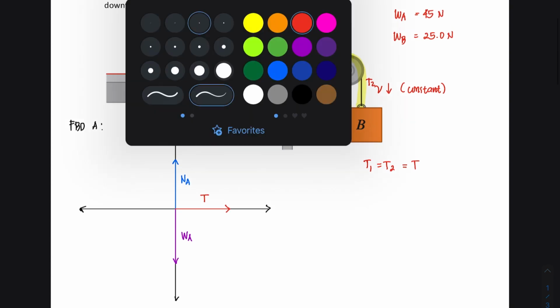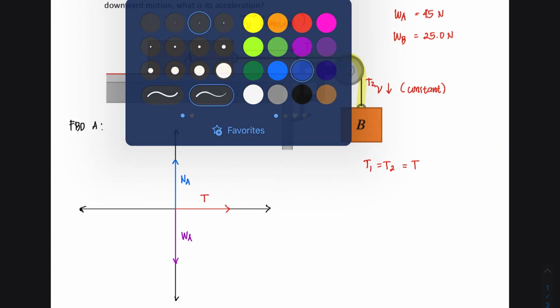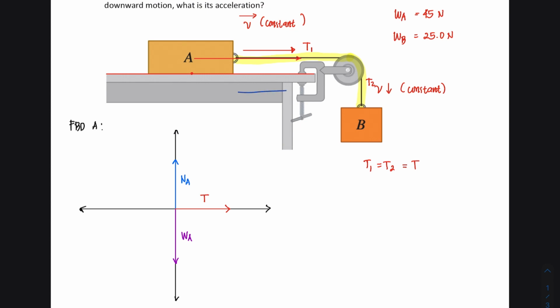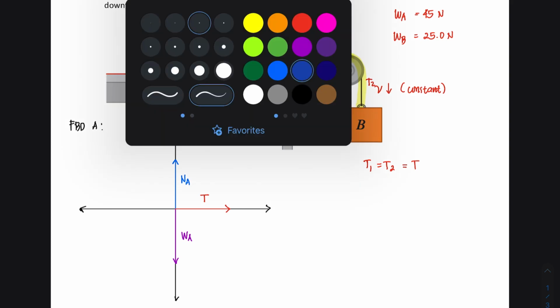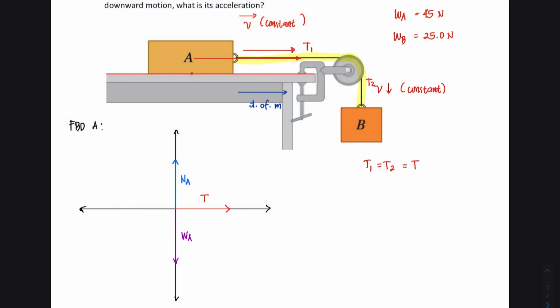Now I have T over there, and you have to note that the direction of motion is actually going towards this direction. So this is the direction of motion, so D of M. Therefore, we have discussed this one that the friction force will always be opposite to that. So in this direction should be my F sub K, meaning my kinetic friction. So that's my free body diagram for body A.